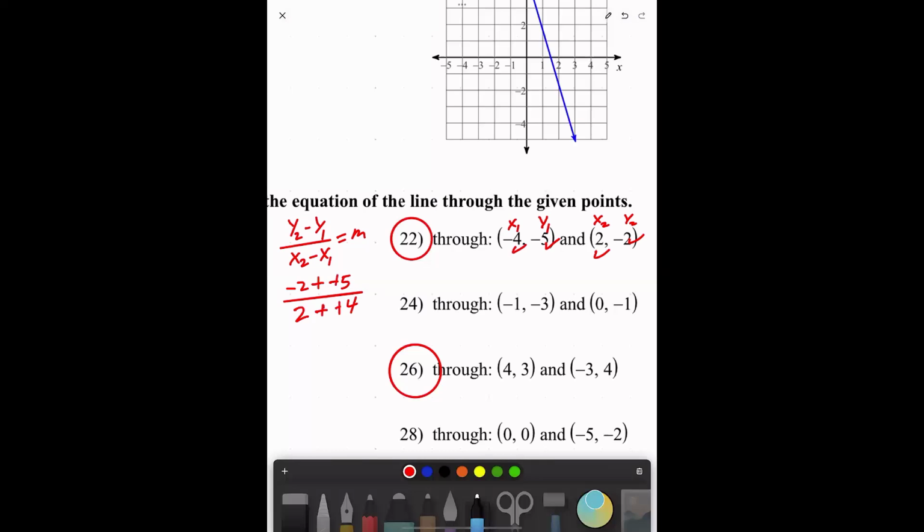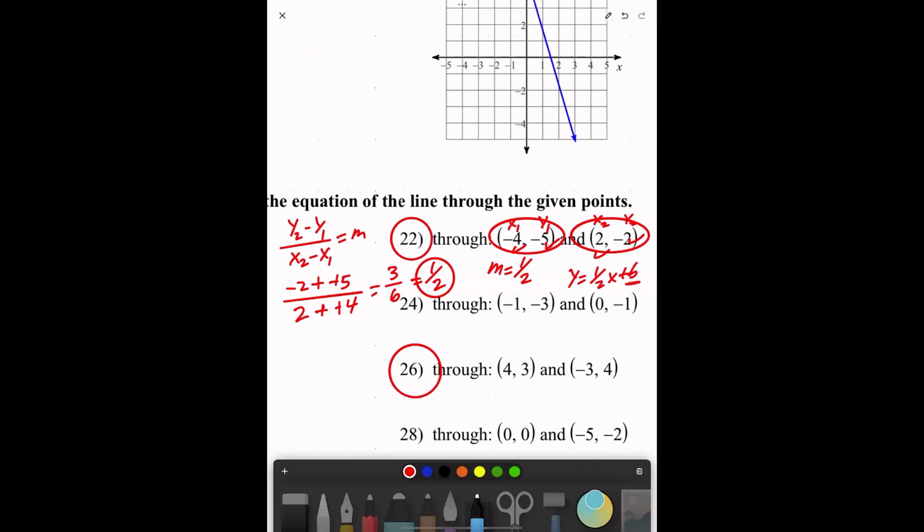So this is going to be a negative 2 plus 5, which is a positive 3. And then down on the bottom, we have 2 plus 4, which is 6. We can simplify this. So the slope is 1/2. So now we know that m equals 1/2. We can use either one of these points to come up with the equation. We know it's going to be 1/2 x. We just have to find the b part.